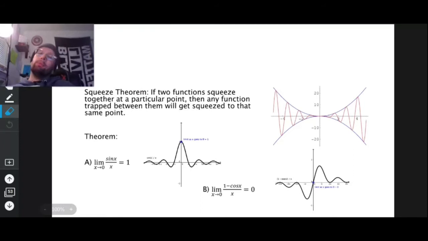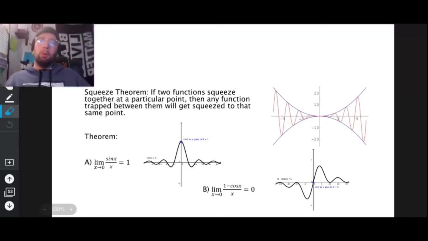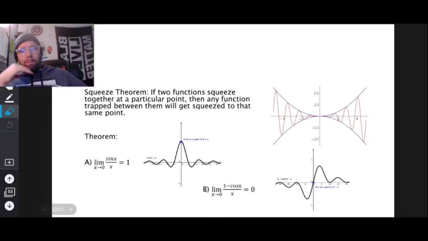Squeeze theorem. Oh man, I could use a squeeze theorem from a friend, some of you are thinking, because of COVID-19 and you miss people. Same thing. It's not the same thing, but it's the same thing.